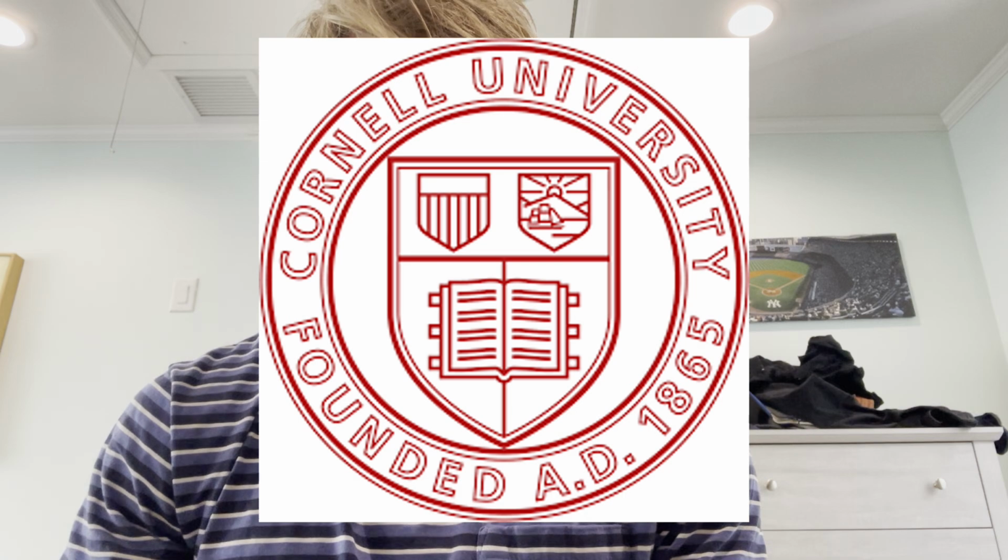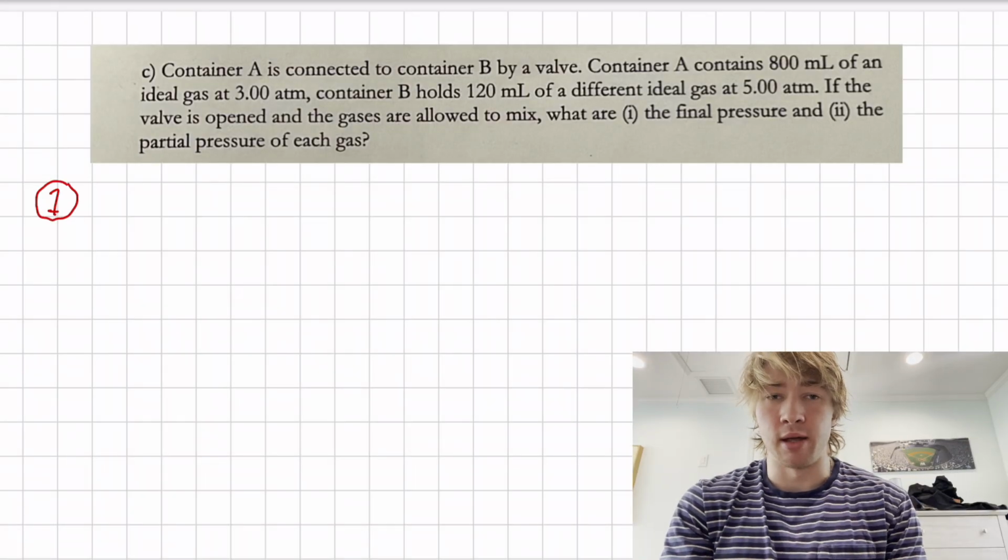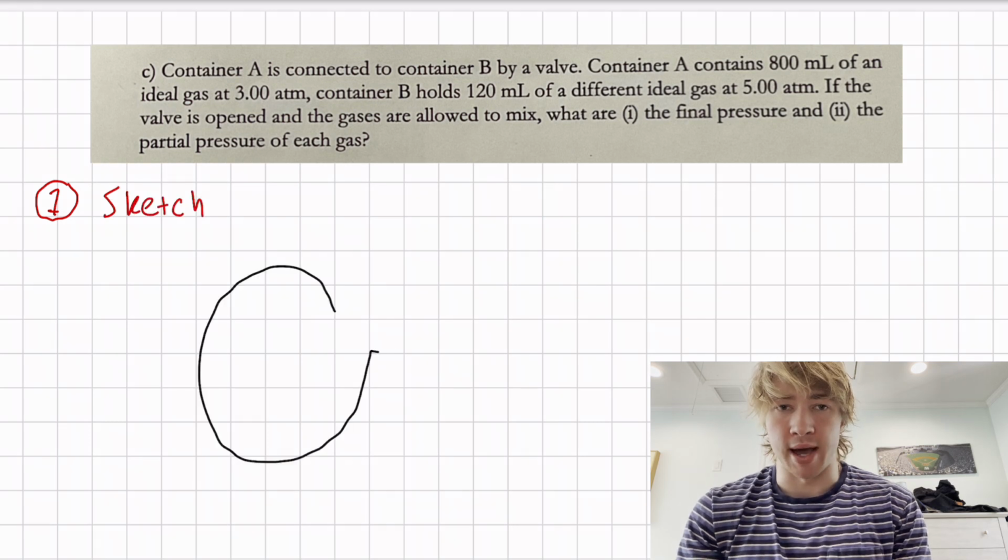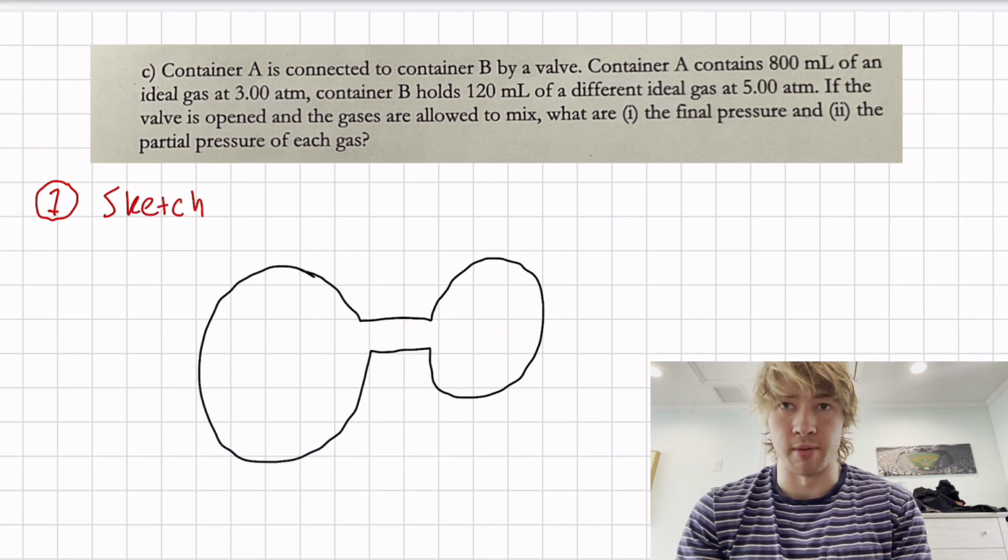So let's put this tool to work on some problems from the Cornell University General Chemistry course, widely considered one of the hardest in the country. Here's the first problem. Feel free to pause it and read it through. The best way to answer that fundamental gas question is to sketch the problem. So let's do just that.